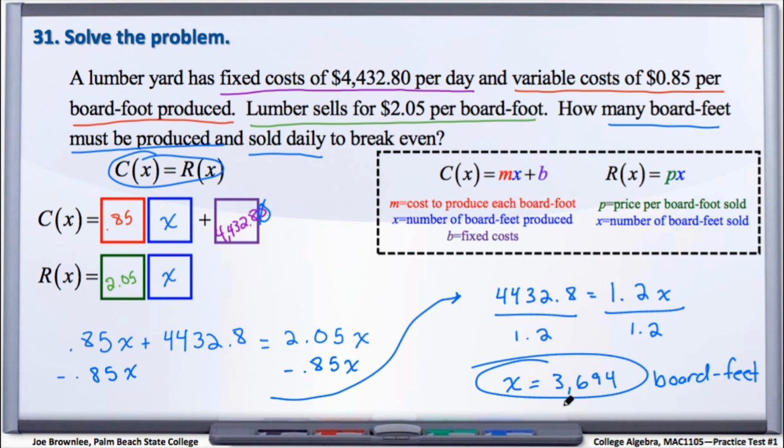Again, if they produce and sell less than 3,694 board feet, this lumberyard will be losing money. If they produce and sell more than 3,694 board feet per day, they'll be making money. But if they're looking to simply break even, this is the number of board feet they need to sell and produce daily.